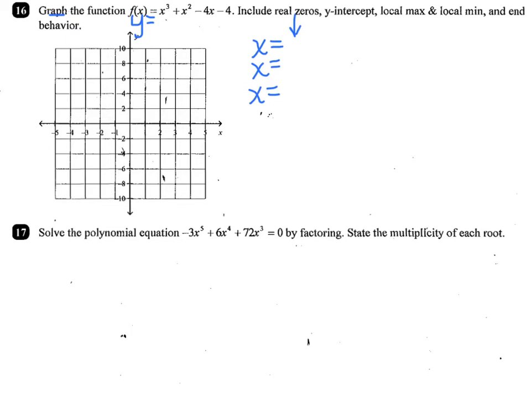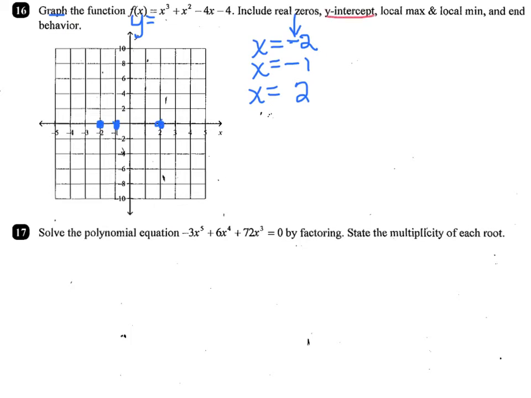It crosses at negative 2, negative 1, and 2. So on the graph, you need to have a dot at negative 2, negative 1, and 2. And that's right on the calculator.